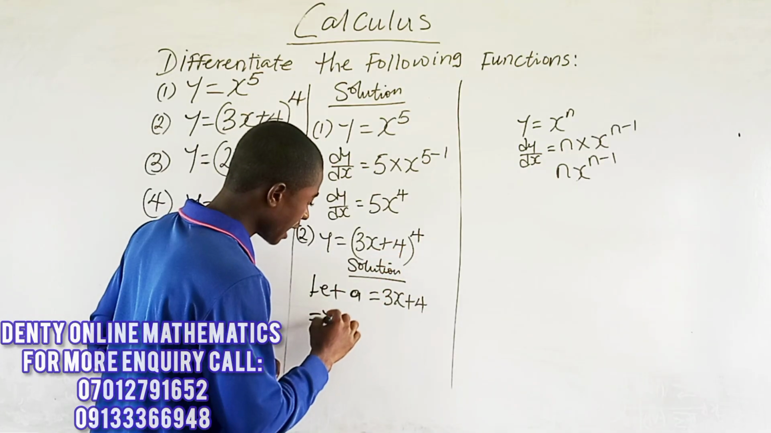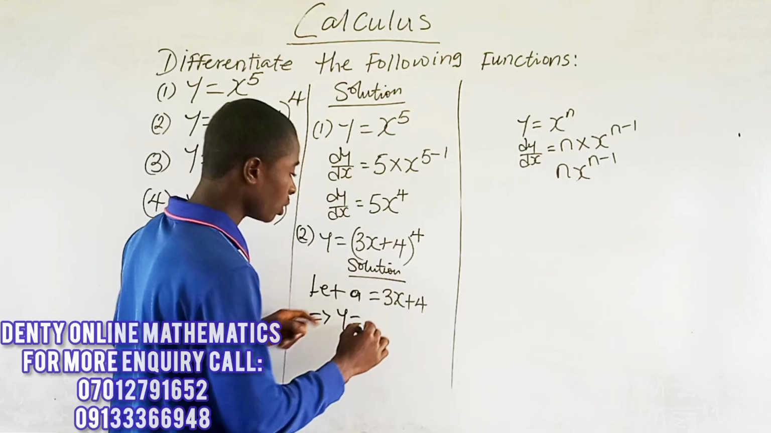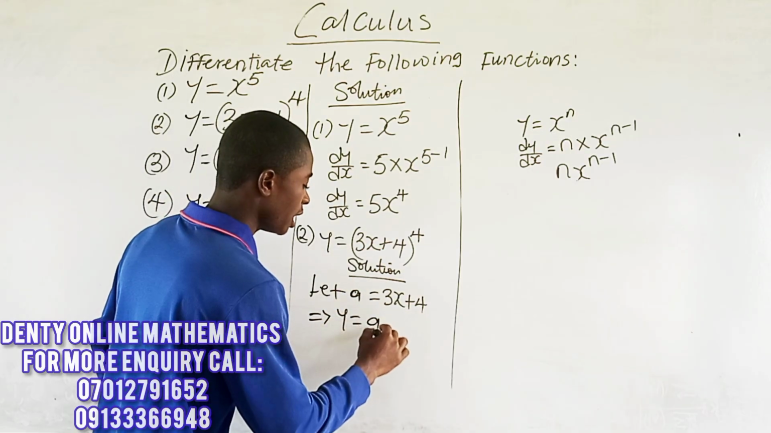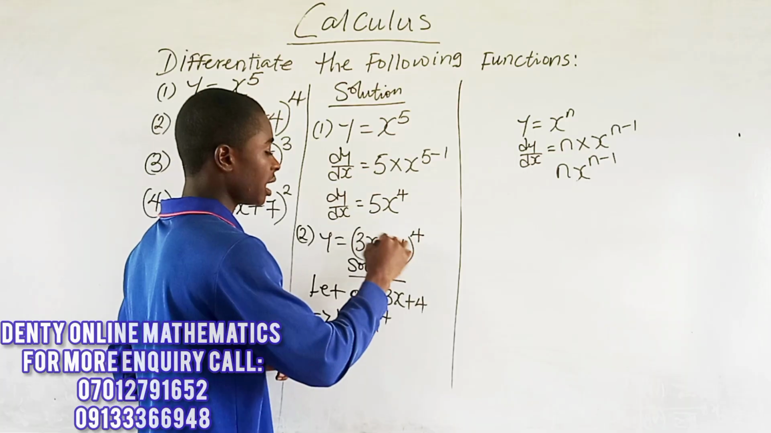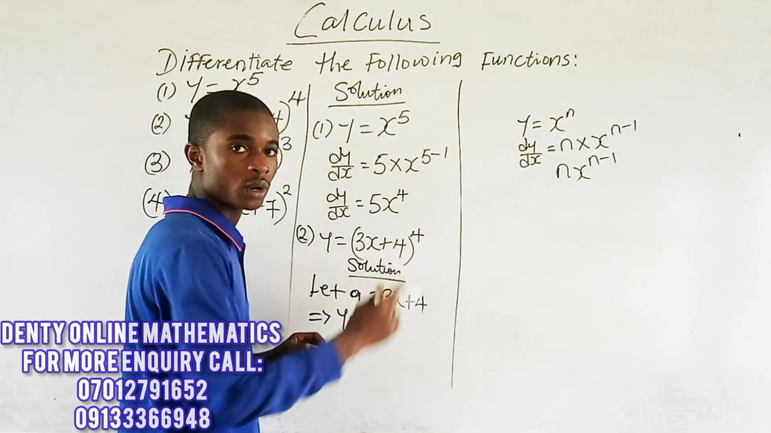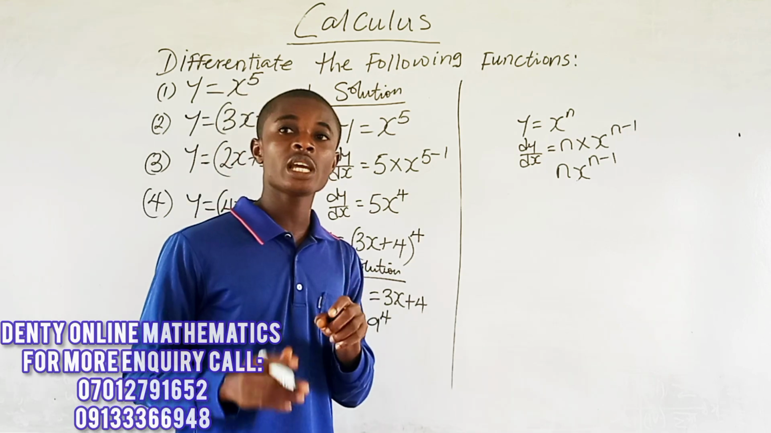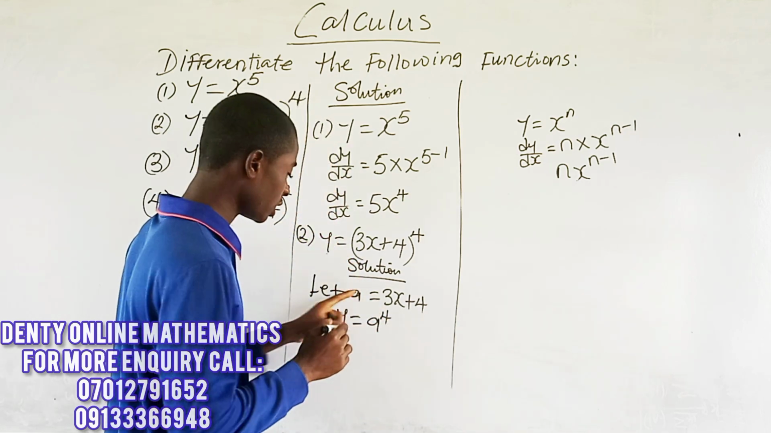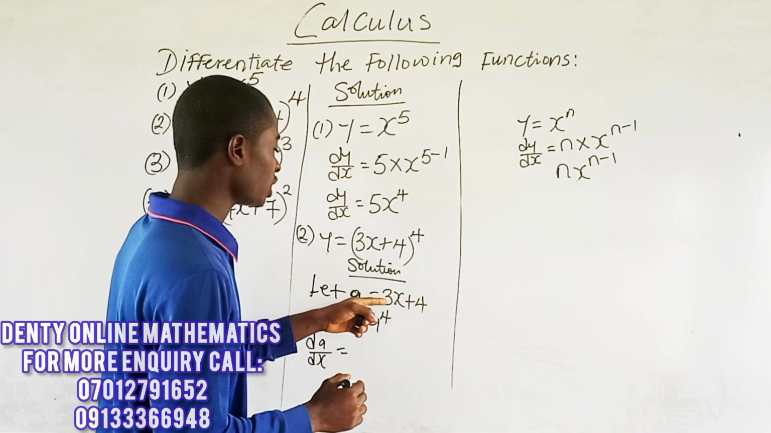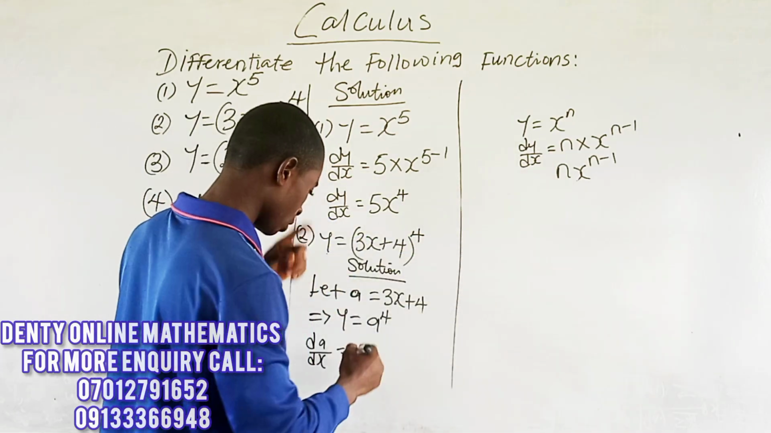So this implies that y is equal to, remember 3x plus 4 has been taken to the a, so it's y equal to a power 4. Everything here is a. So y is equal to a power 4. You get it? Now you differentiate them separately. If you differentiate this, you're going to have da over dx. And you can differentiate 3x plus 4 using this rule. You're going to have what?